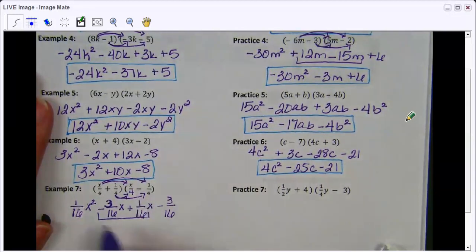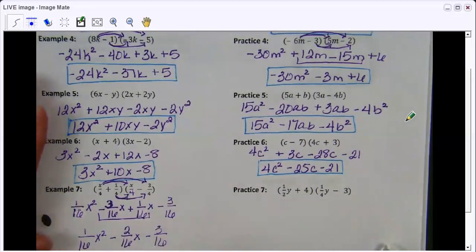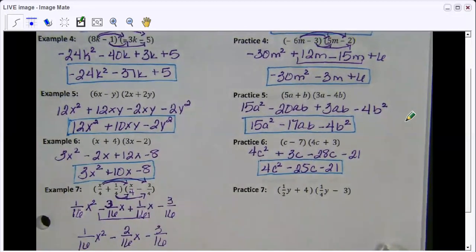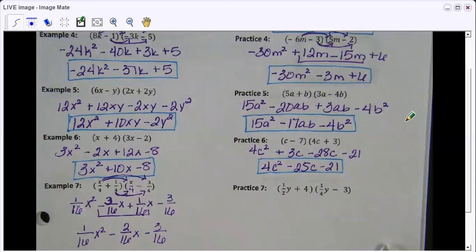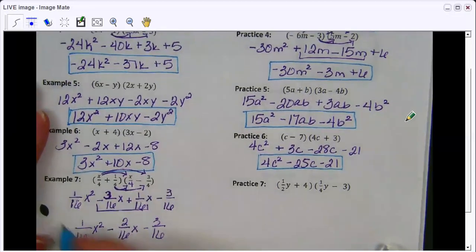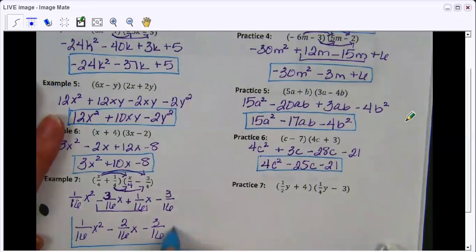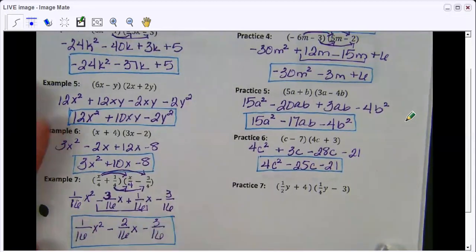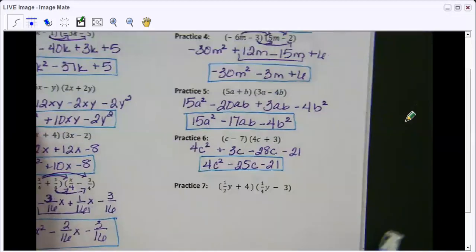So is there a problem that's not going to be like what we just had? Yes, one of them was harder. So this should be your final answer. They're all over 16, yeah, with the x's. Okay, any questions on that? Okay, let's do the last one and then I'll answer your question.